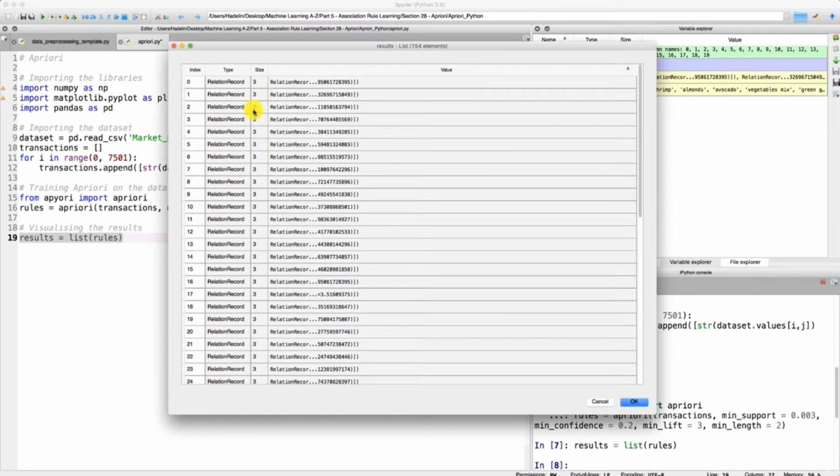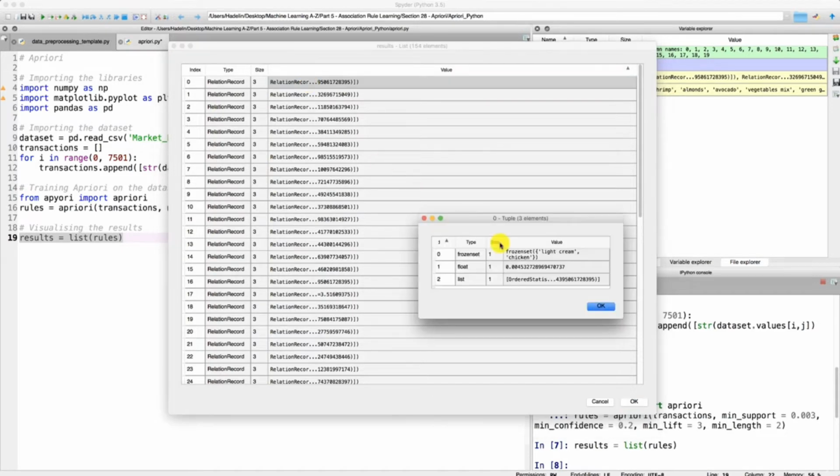So right now we can't really see what the rules are, but to have a clear look at the rule, to see what the rule is explicitly, we can click on this value column here for each rule. So let's start with the top one, the most relevant rule. That's this one. Let's double click on it.